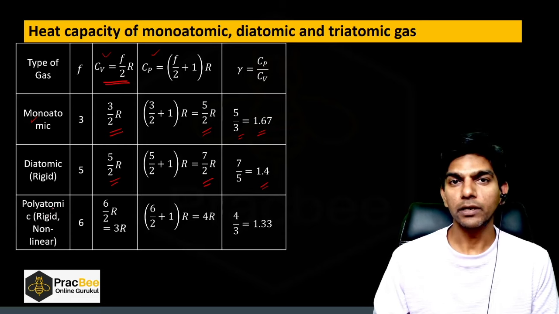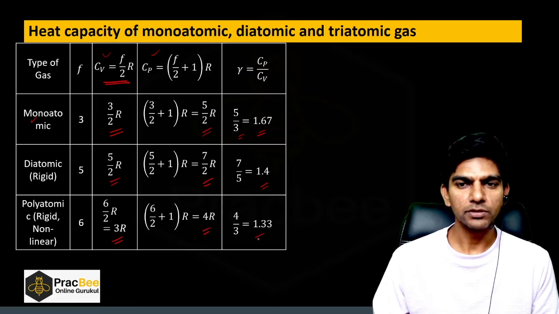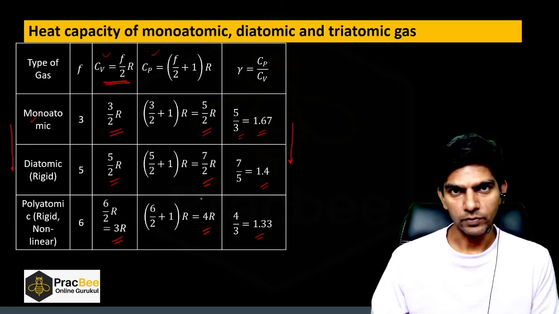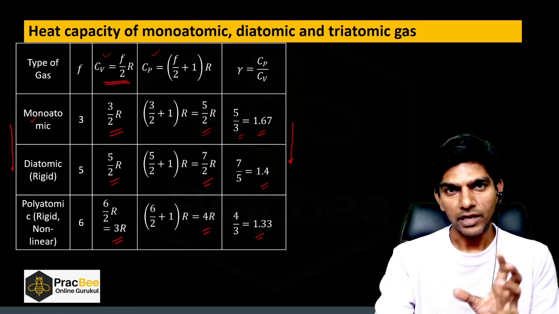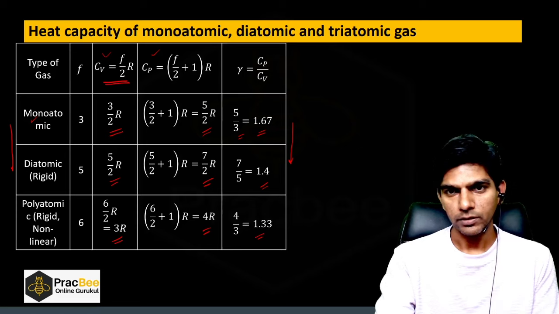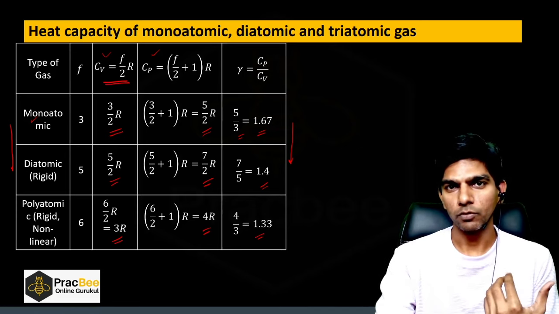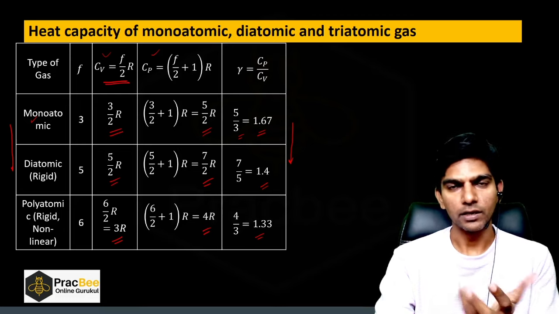And for polyatomic rigid non-linear molecules, Cv will be 3R, Cp is 4R, and the ratio will be 1.33. So can you see, as we are going down, the value of gamma is also decreasing, but it remains greater than 1. So do remember these values, because in questions you will be given the type of gas like monatomic, diatomic, polyatomic, and then from that given type you have to find the corresponding degree of freedom, and from that degree of freedom you can find Cp, Cv and gamma value.